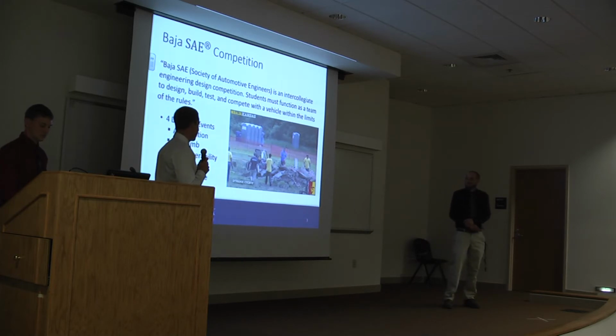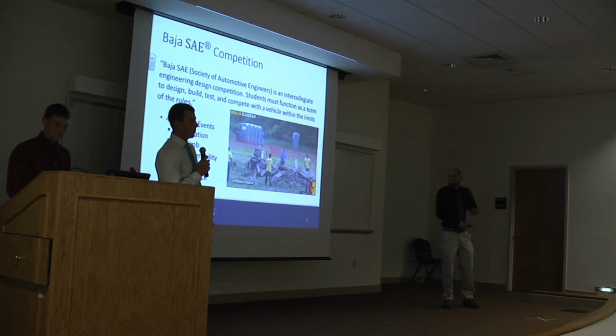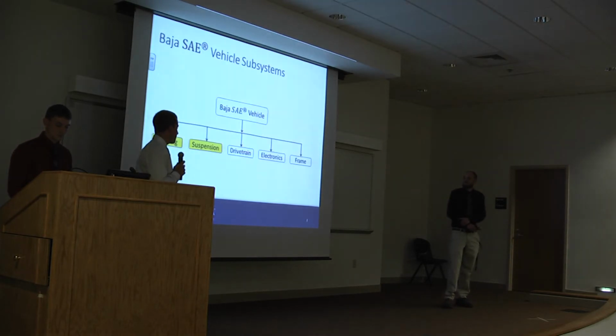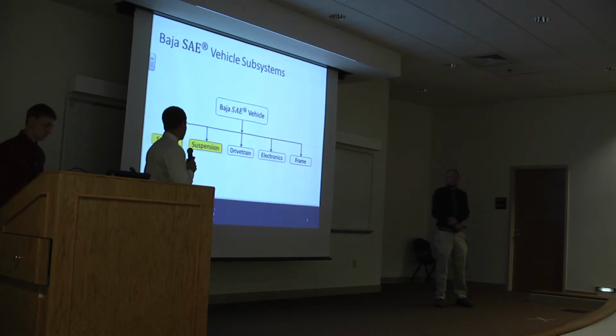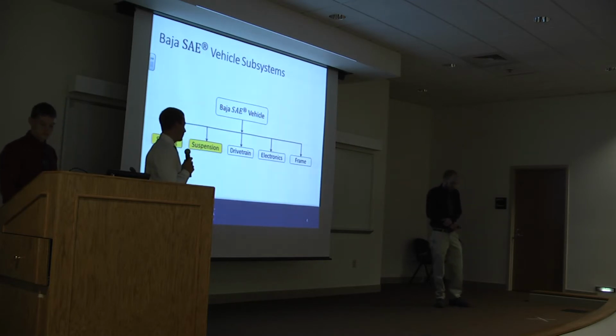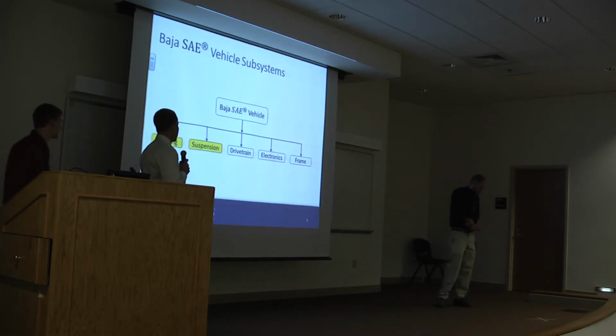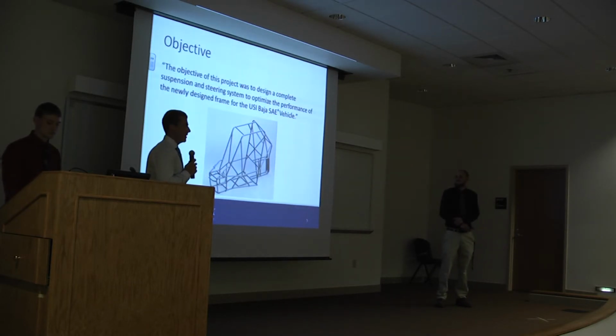And as you can see from the video, there's pretty rugged terrain, those concrete boulders and the logs and all the jumps. Our suspension and steering system has to be designed well to withstand these obstacles. Here we have a subsystem breakdown of the overall vehicle. You can see there's the steering, the suspension, the drivetrain, the electronics, and the frame, and we focused on the 2 highlighted in yellow.